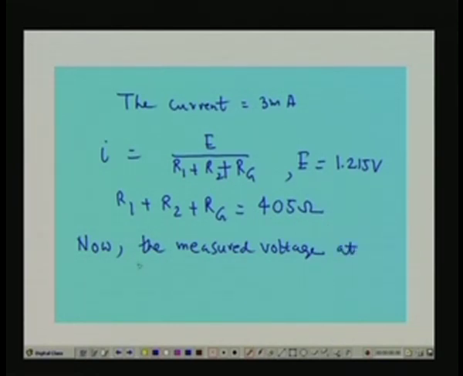Now the measured voltage at 150 degree centigrade is EMF at 150 degree centigrade minus EMF at 25 degree centigrade. So this will give you 13.66 millivolt.